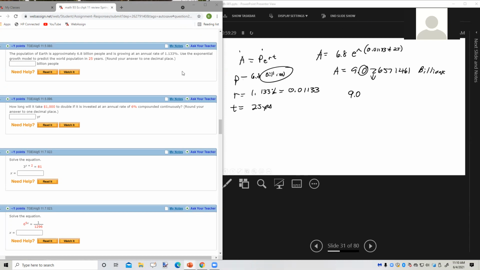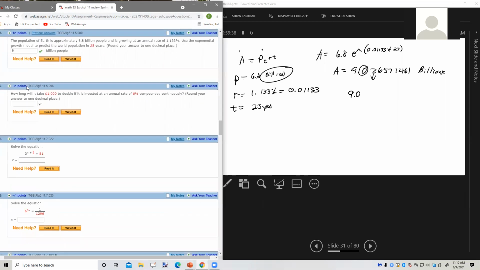Okay. Now, let's see what happens if I just put in 9. It should mark it wrong. Let's see what it does. It says it's correct. Well, just my luck. Technically, it should be 9.0 because we're supposed to round to 1 decimal place. But I guess I got away with it there. Okay.